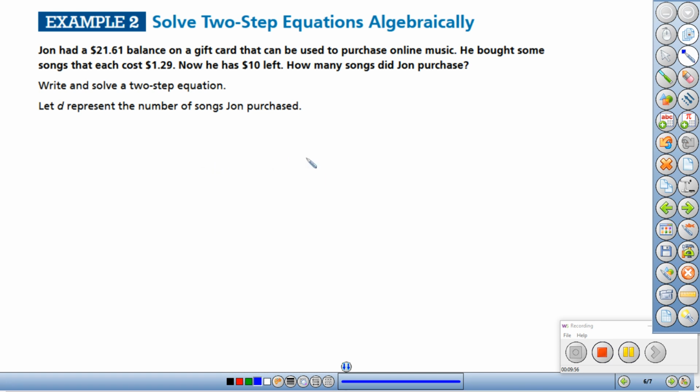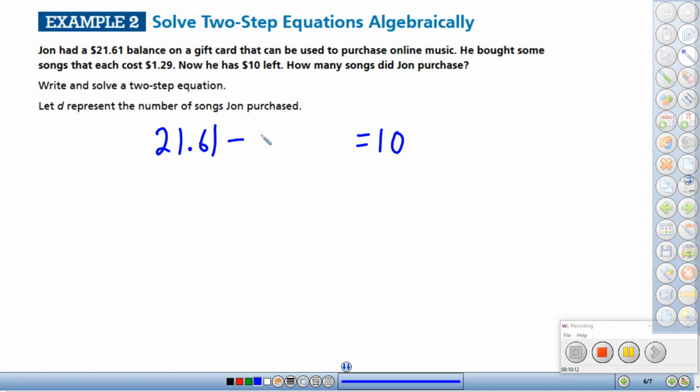So we know that at the end he has $10 left. So that's going to be on the right side of the equal sign. We know he started with $21.61 and that he subtracted $1.29 for each song. We just don't know how many songs there were. So we're going to make that D, because we said use D for the songs John purchased. So now we can solve the equation.